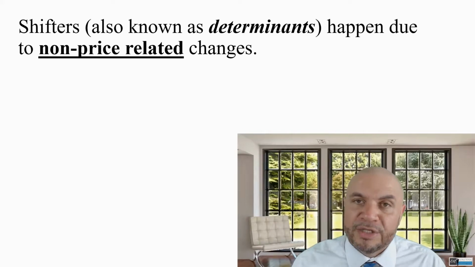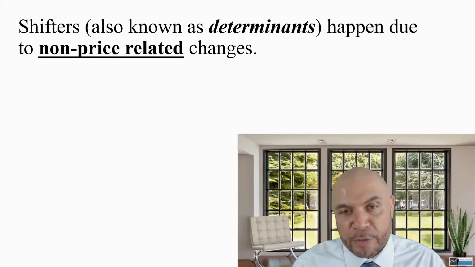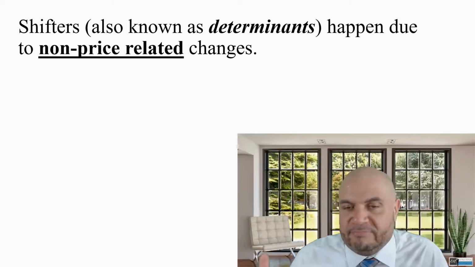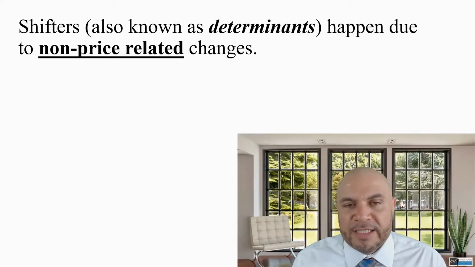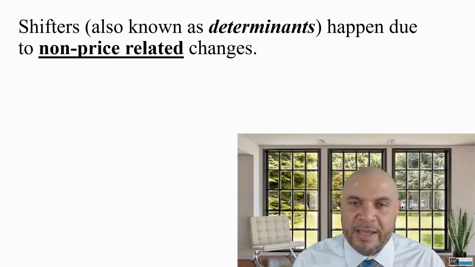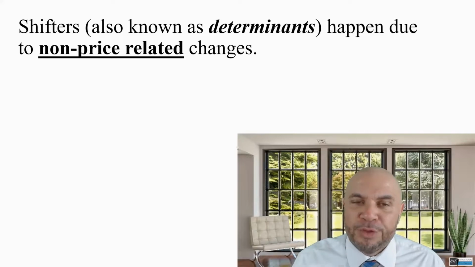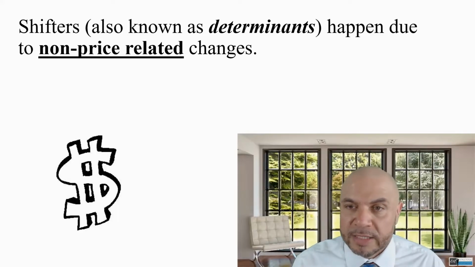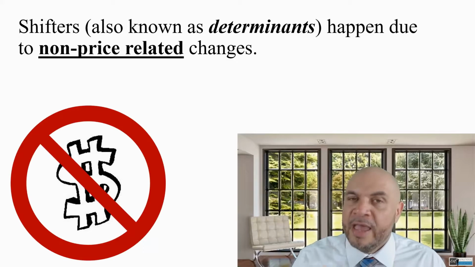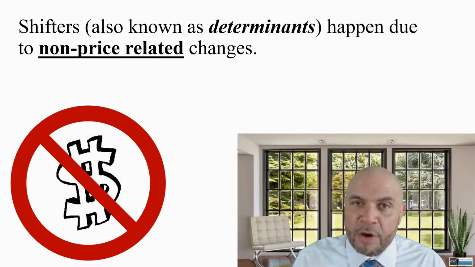The first thing we're going to talk about dealing with shifters is shifters. They are also known as determinants. So when you hear determinants or see it on your test, don't freeze up. All it's talking about is shifters. The very first thing in a shifter lesson, you have to know that shifts take place due to non-price related reasons. I'll say it again. Something other than price causes a demand curve to shift.